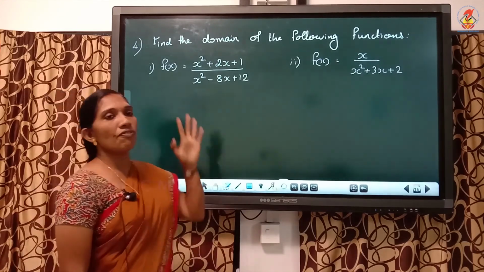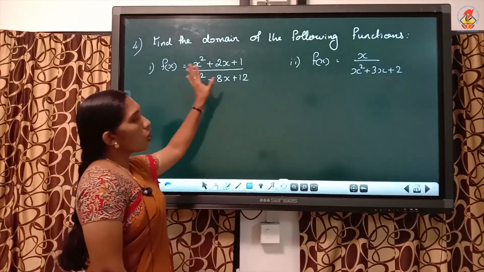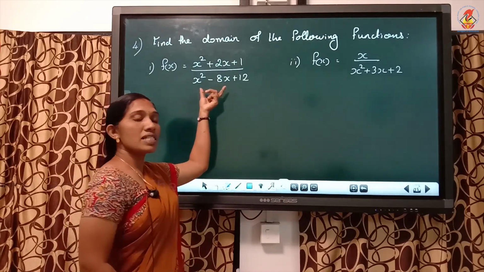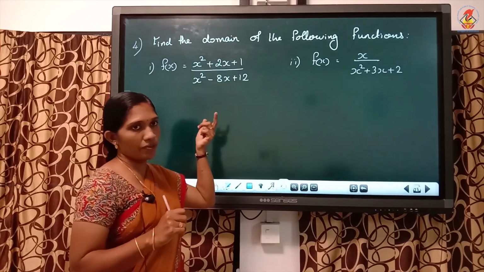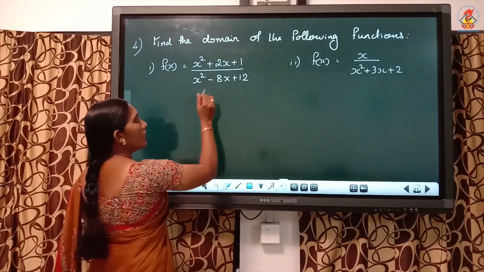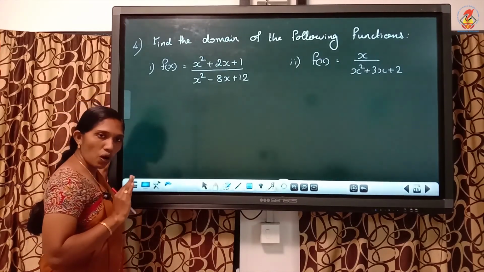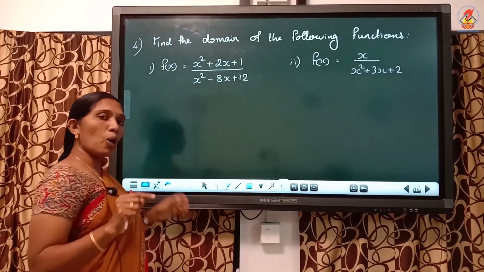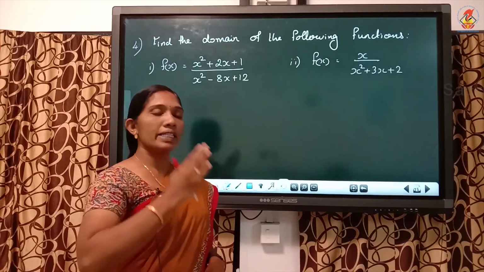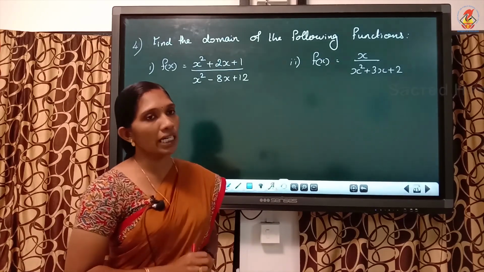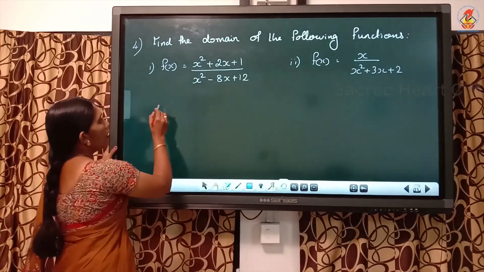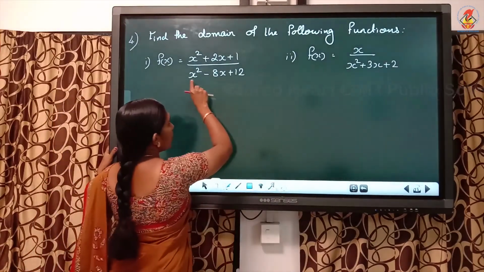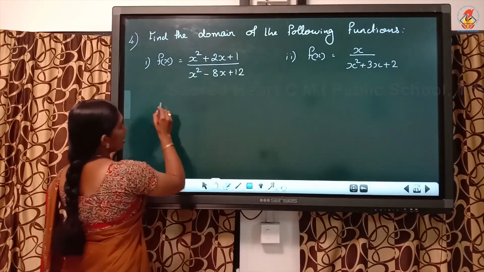This function is defined for all values of x except where the denominator is 0. Okay? If the denominator is 0, the function is not defined. So you have to find at which points the denominator is 0, and delete those from the set of real numbers. So first you have to find at which values of x the denominator is 0.